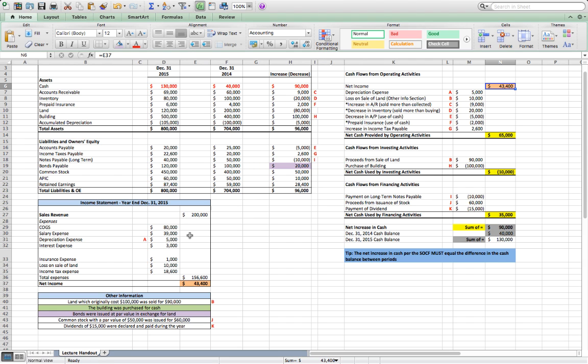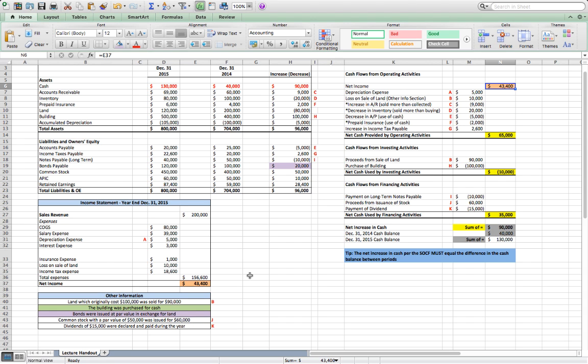You will, however, be required to know when certain transactions are operating, investing, or financing. So just because salary expense isn't shown separately as an operating activity, it is still an operating activity in the sense of the statement of cash flows as a whole. It would just only be shown if you were doing the direct method.